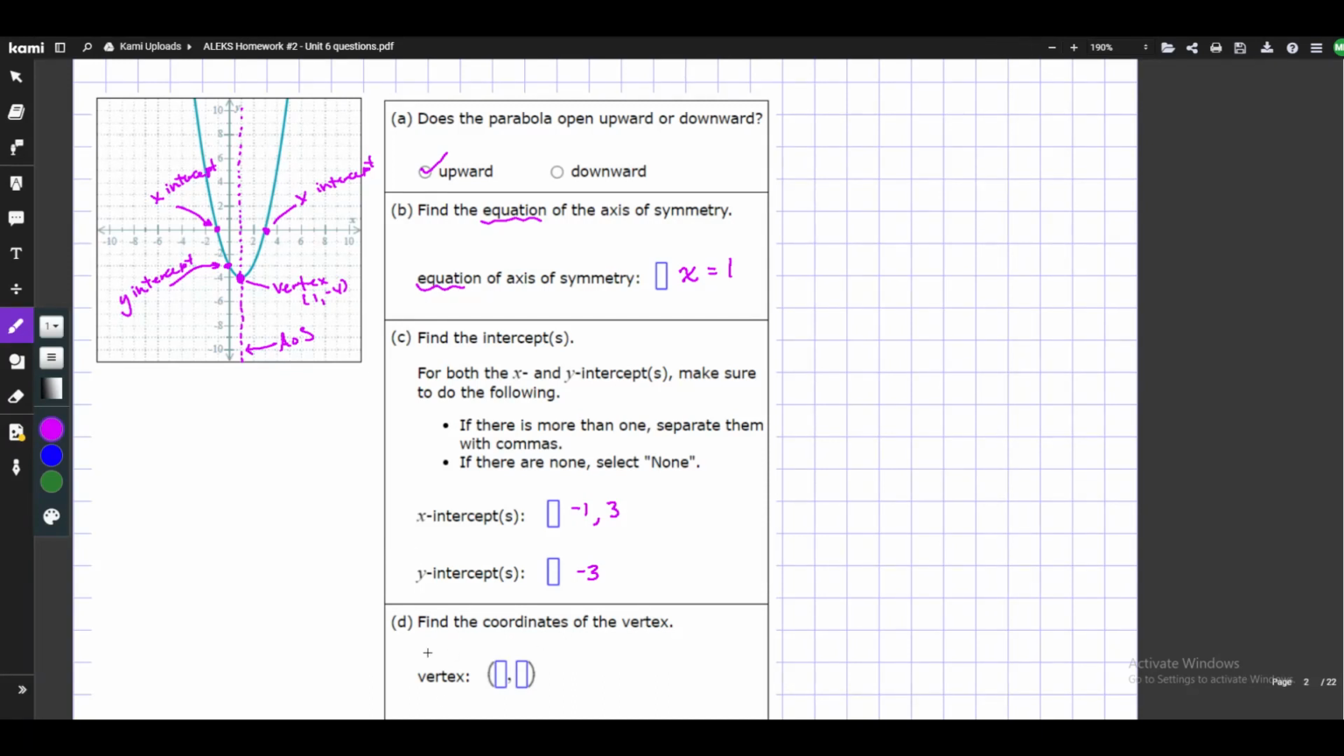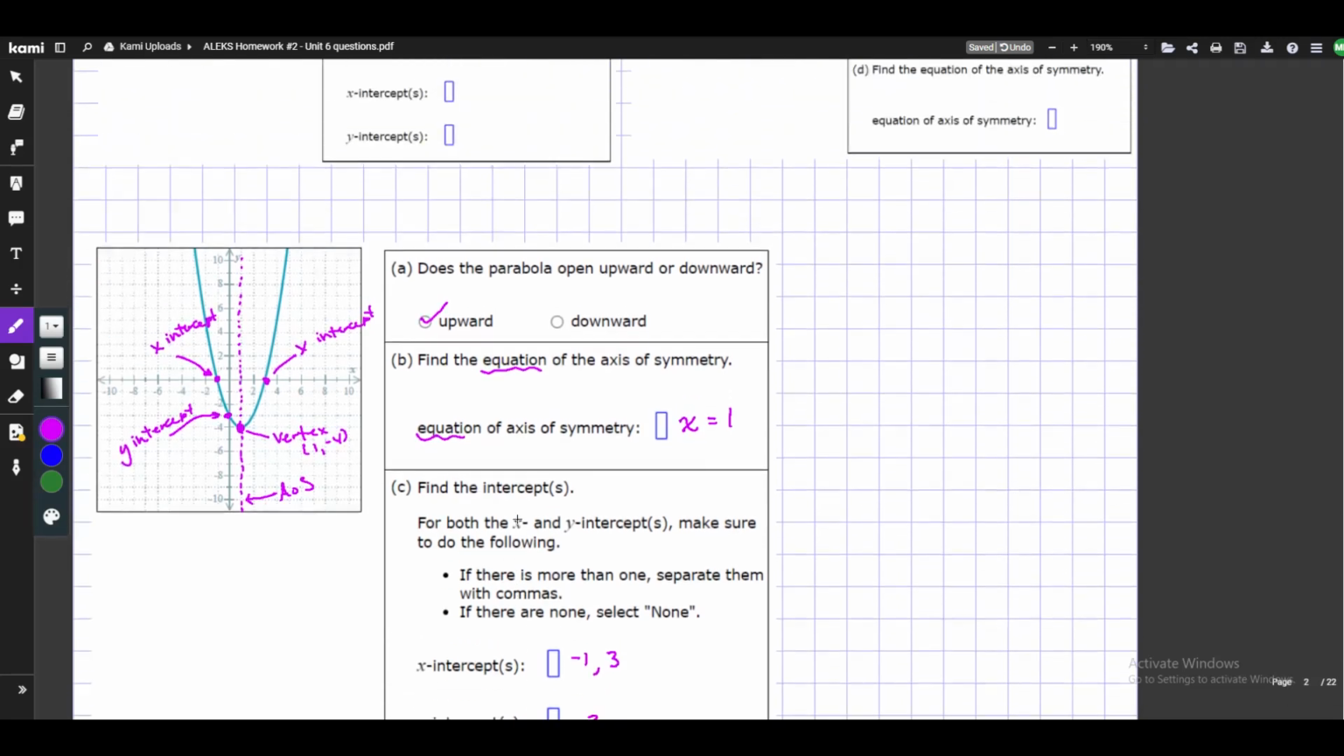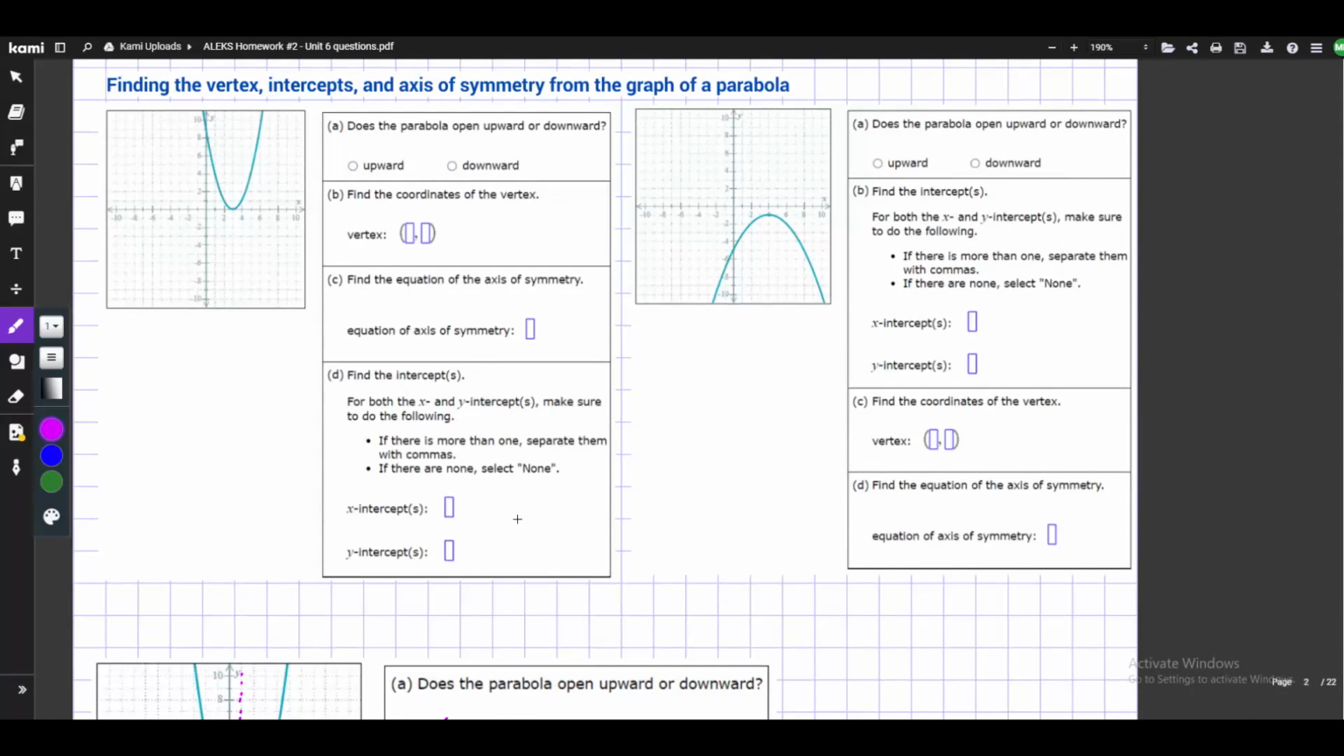So find the coordinates of the vertex. That vertex is that turning point. It is that lowest point in your graph. And we did determine that that was 1, -4. So I'm just going to write it next to the box. Okay, so those are all of the pieces that we're going to be doing. We're not going to label quite as much on the picture, but we are going to be answering the questions for the other 2 examples that we have.